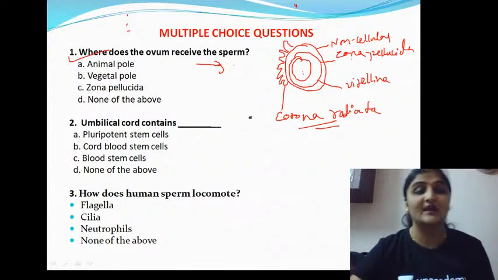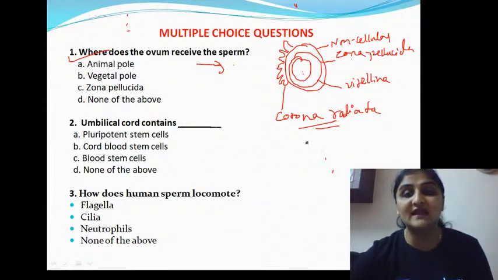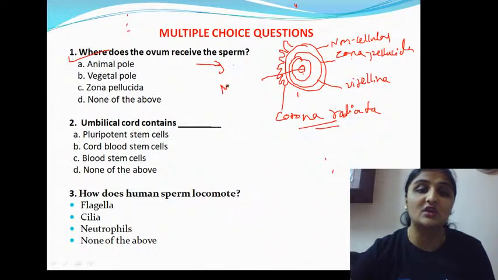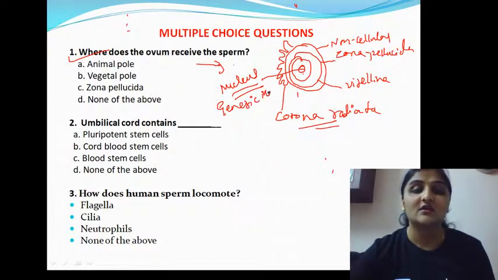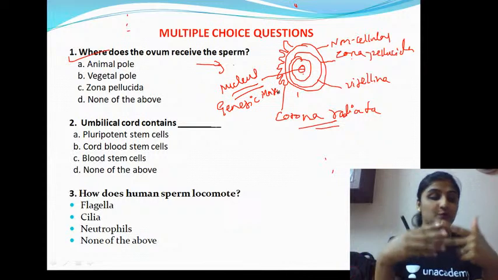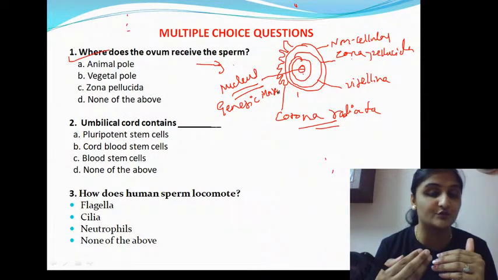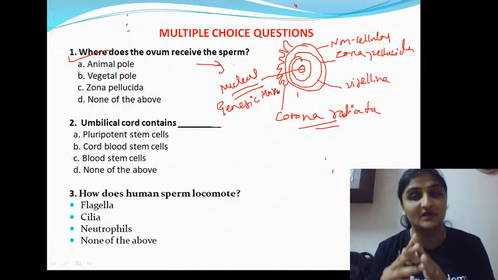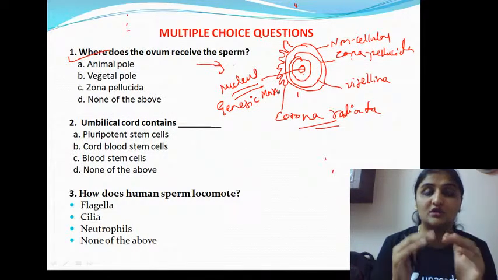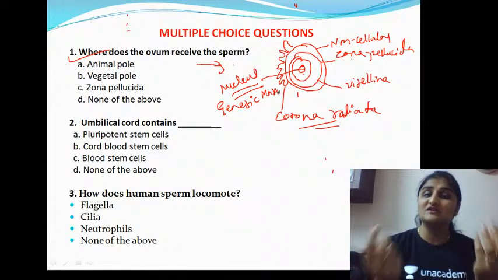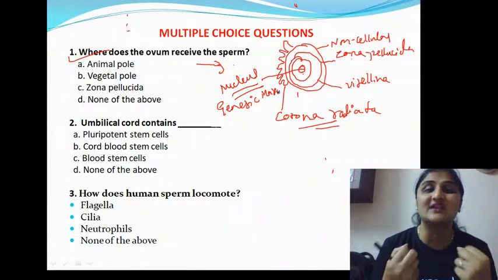Animal pole is the region inside the egg where the nucleus is present, students, and the nucleus is nothing but what, students? It carries the genetic material. This egg and sperm are going to fuse, that is, they bring about the fertilization process. For fertilization, the nuclei of the male and female gametes are very important, because that is the organelle which contains the genetic material.